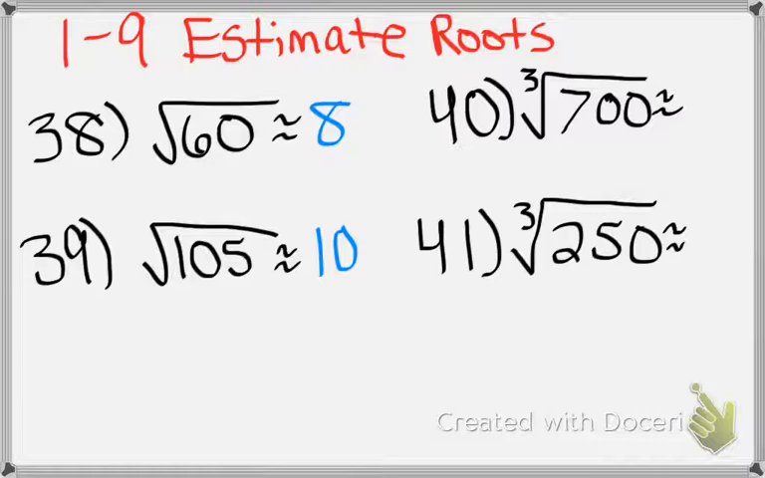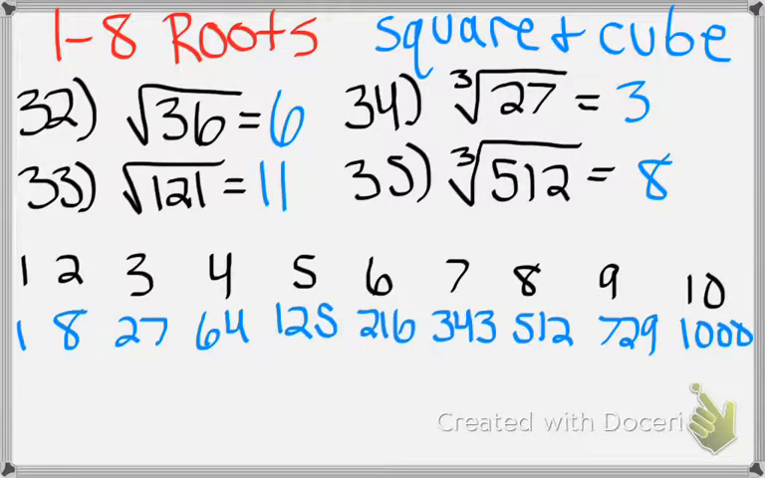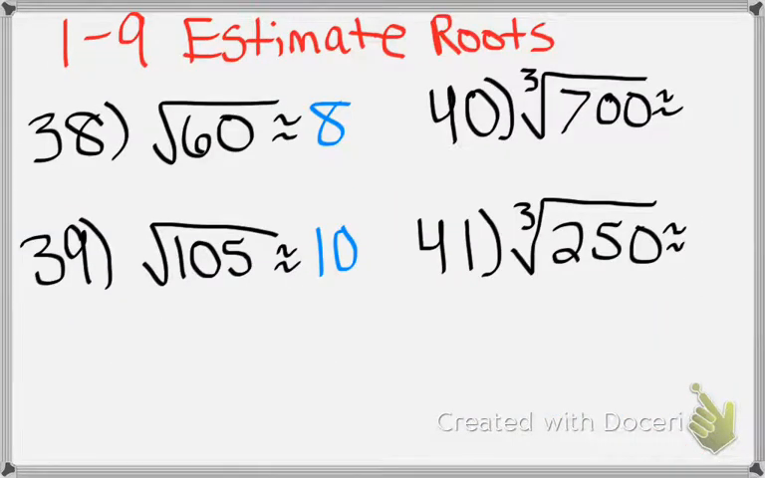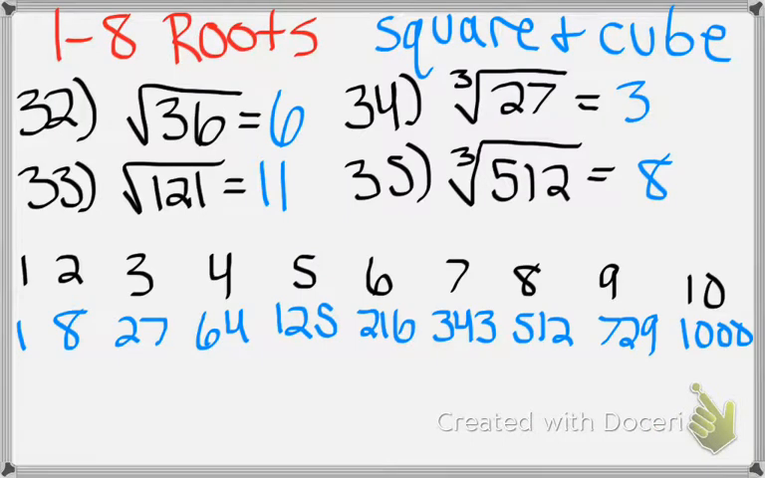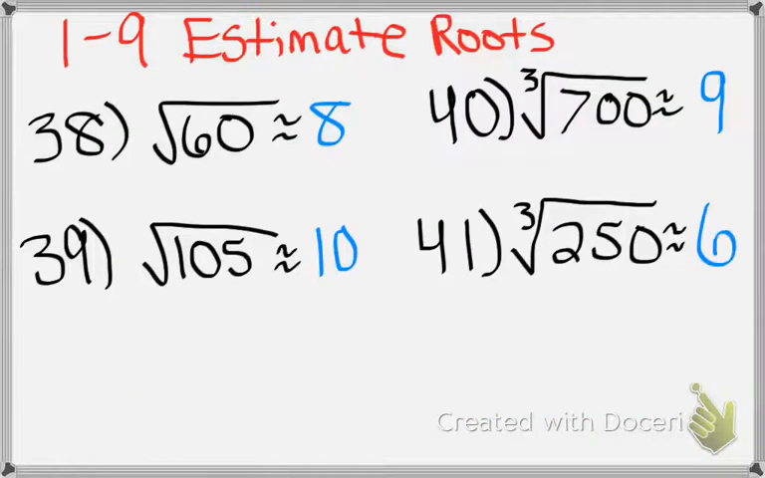Now for number 40, hit pause. All right, so look at your list of perfect cubes. That is definitely closer to 729 than it is to 512, which means it's going to be closer to 9. So the answer to that question is it's approximately equal to 9. Number 41, hit pause. Okay, 250. 250 is between these two. And you'll notice 250 is closer to 216 than it is to 343. Therefore, it's going to be about 6. That's the approximate answer for the cube root of 250.